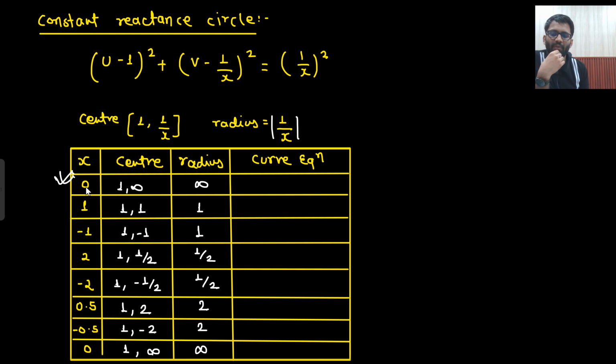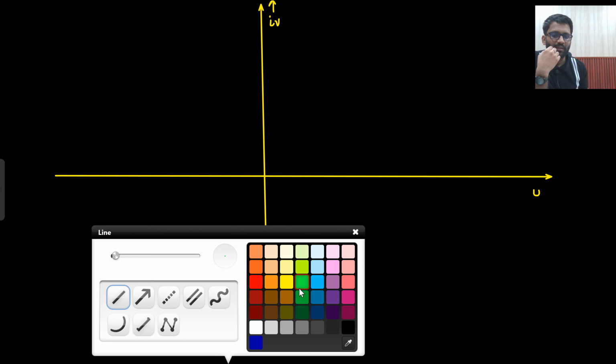So what we are going to do is first make it for x equals to 0. So the center at 1 comma infinity and radius infinity. What kind of curve were you getting, if you remember? It was completely on your x-axis, right? Let's take a different color.